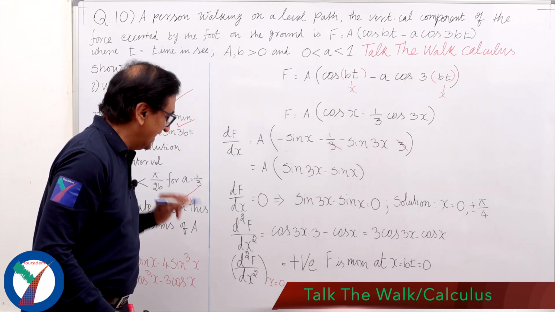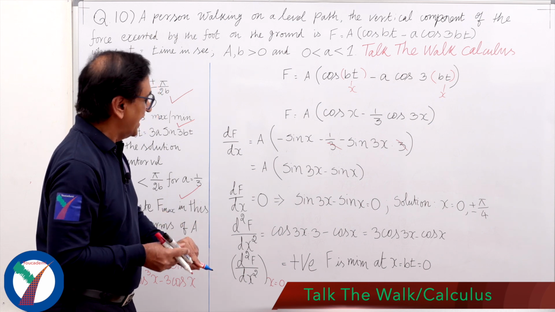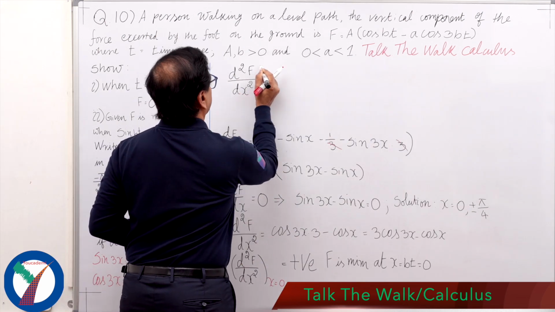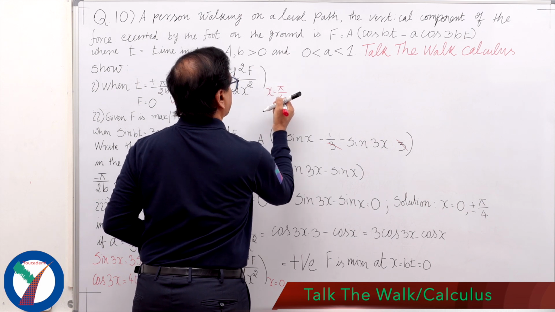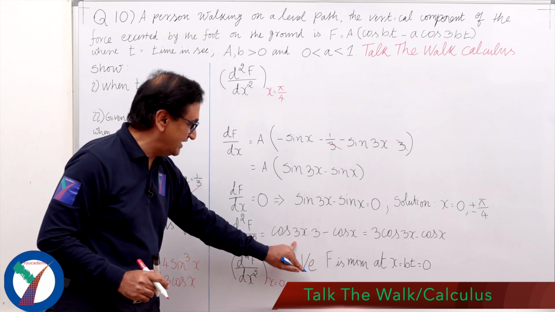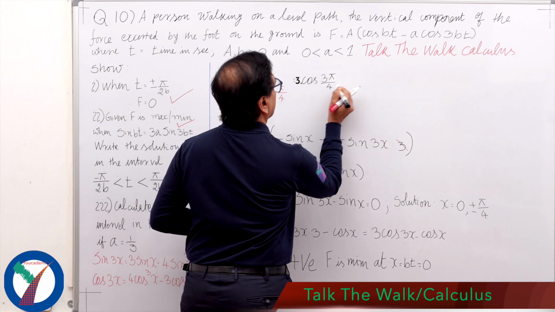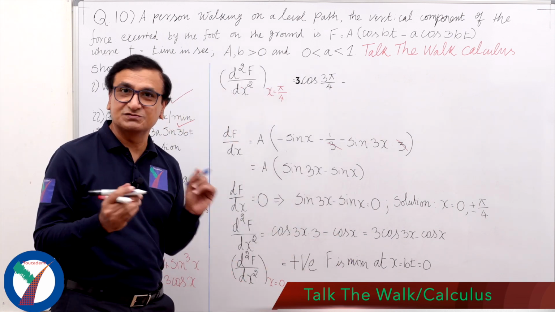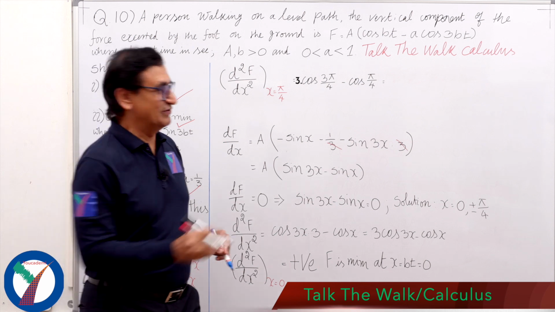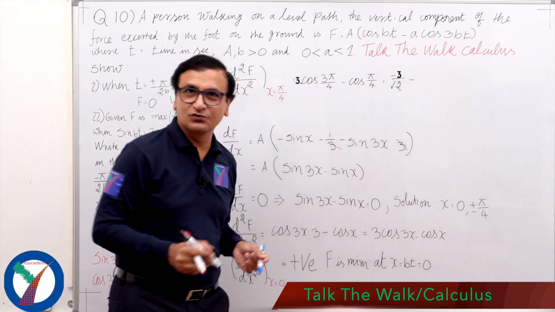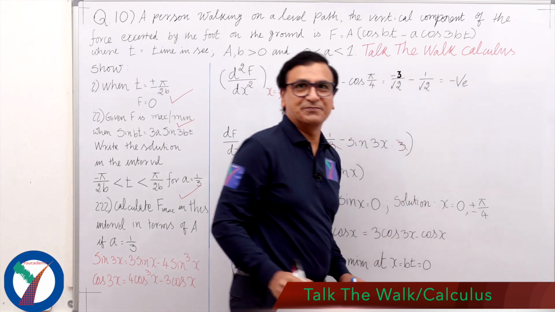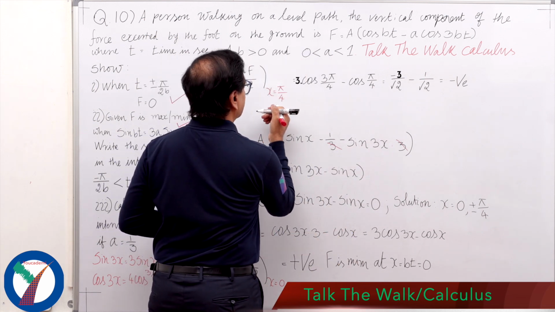Next, let us apply x equals plus or minus pi by 4. So we have to apply x equals pi by 4 here. So cos 3 multiplied by pi by 4, cos 3 pi by 4. Then cos x, that is cos pi by 4. Cos 3 pi by 4 is negative 1 divided by square root of 2. Minus cos pi by 4 is 1 divided by square root of 2. This is clearly negative.